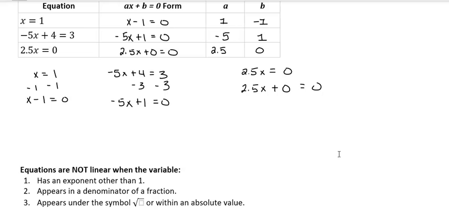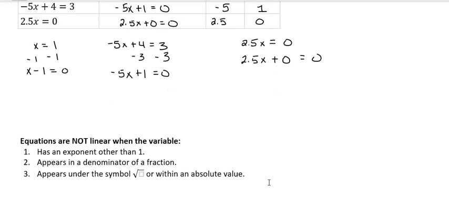Equations are not linear when the following things happen, and this is very important to know for the future of your math career, and also just things you need to know for this class. An equation is not linear if the exponent is something other than 1, and I mean the exponent on x. So if x is like x squared or x cubed or anything like that, it is not going to be linear. If it appears in the denominator of a fraction, so if you have 1 over x, or 5 over x, or 5 plus x over x, okay?